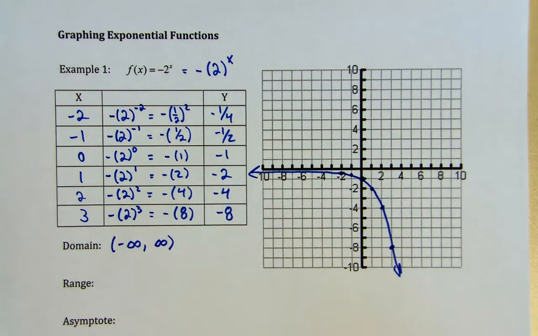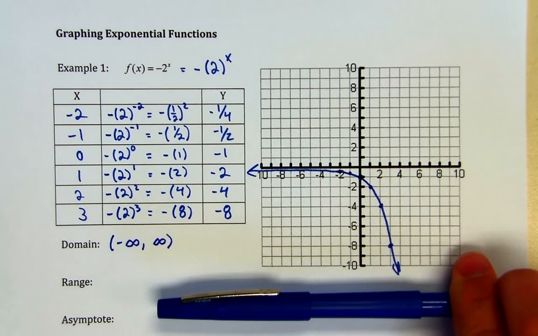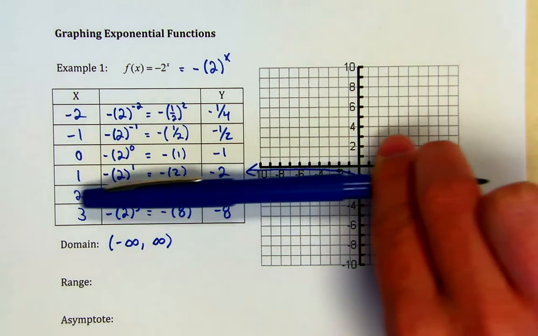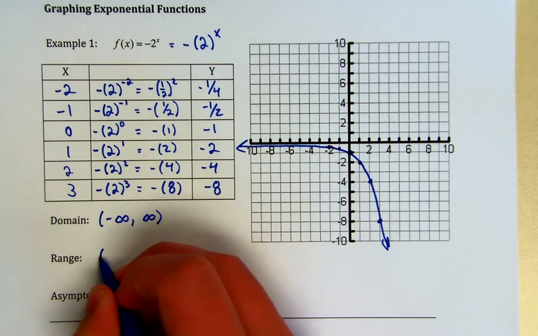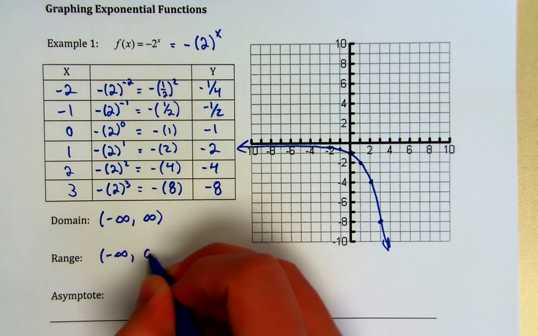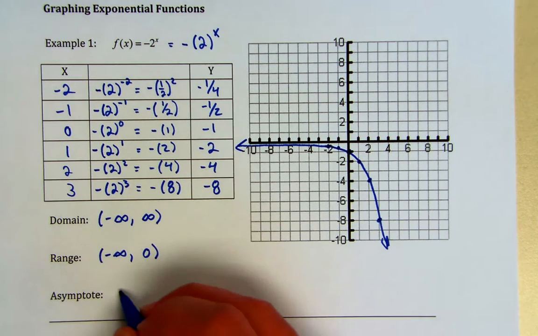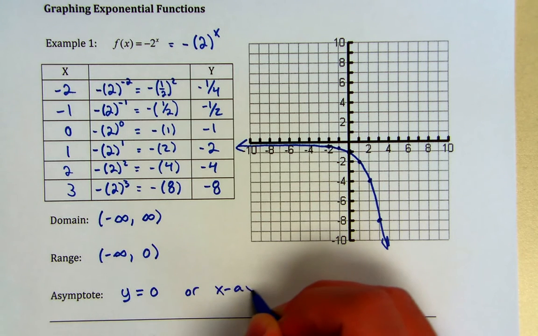which is true for all exponential functions. The range, again, I have everything down here, but as soon as I get up to 0, I'm going to start approaching 0 but never touch it. So my range is from negative infinity to 0, but I'm not including 0. Therefore, I have an asymptote of y equals 0, or the x-axis.